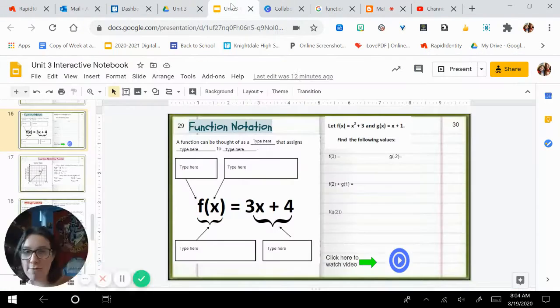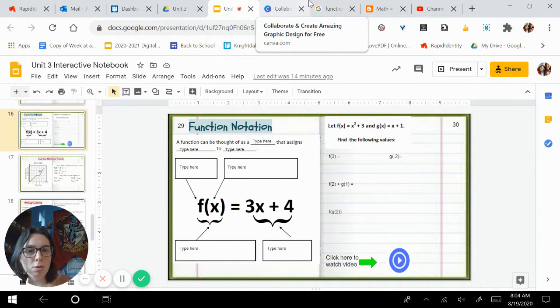Okay, and let me see, which ones did I do? I did f of 3, g of -2.